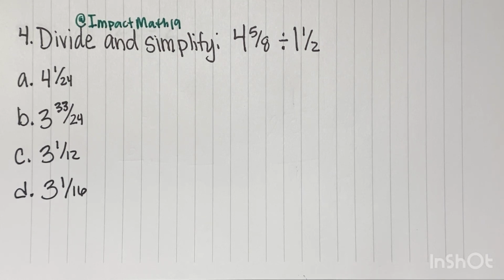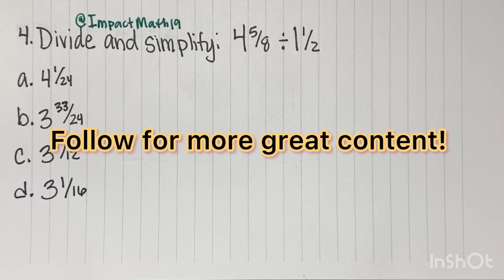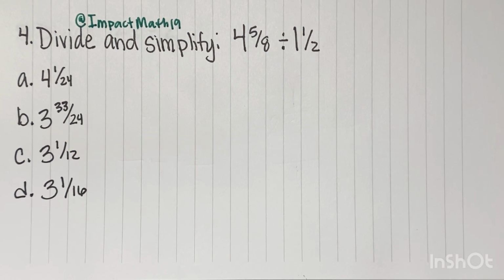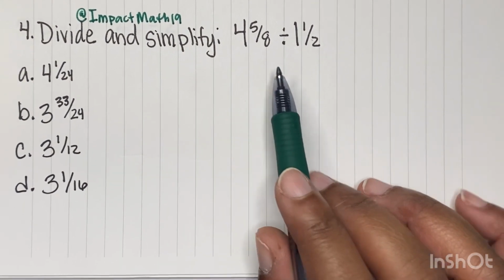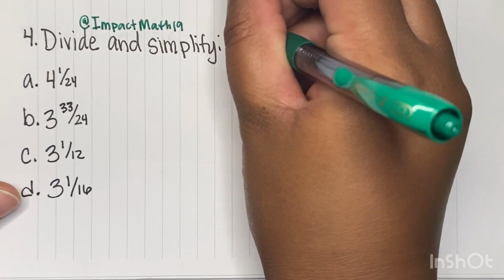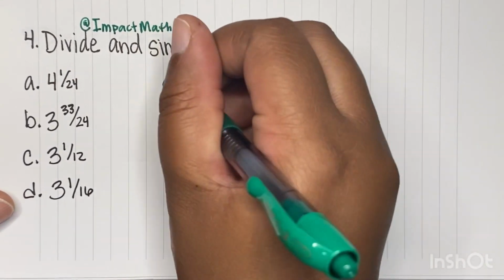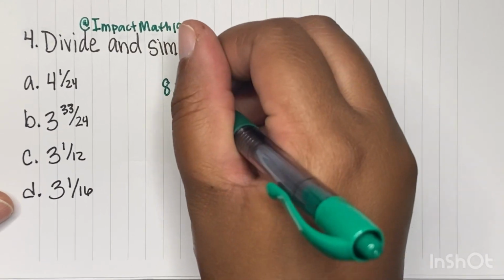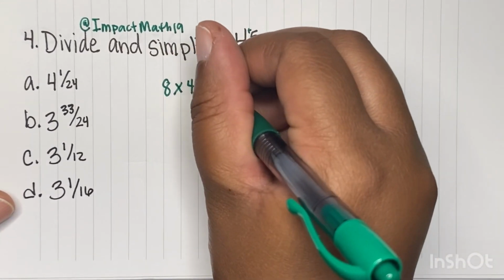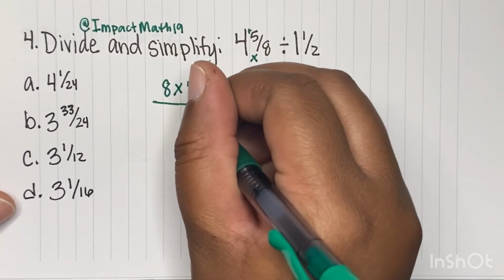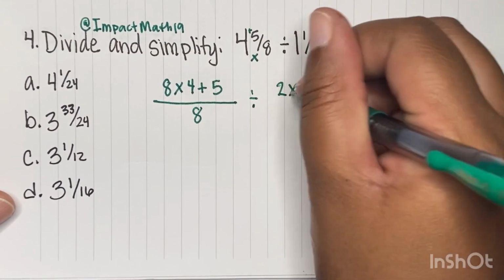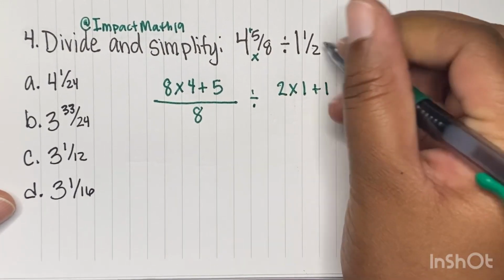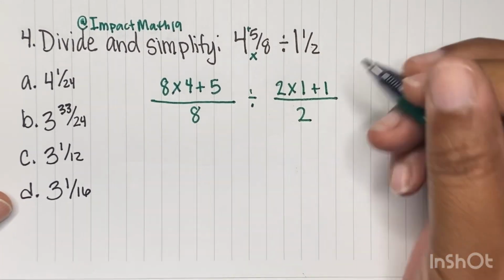Number 4 says, divide and simplify. So we have 4 5/8 divided by 1 1/2. Again, remember, we have to change these mixed numbers into improper fractions. So we're going to times, then add. So we're doing 8 times the whole number 4, and we're going to add it to that numerator 5. And we're going to put that all over 8. Divided by 2 times our whole number 1, and we're going to add the numerator 1 all over 2.